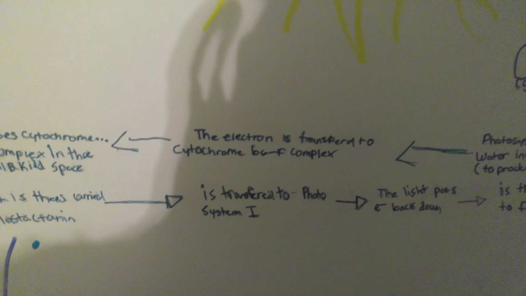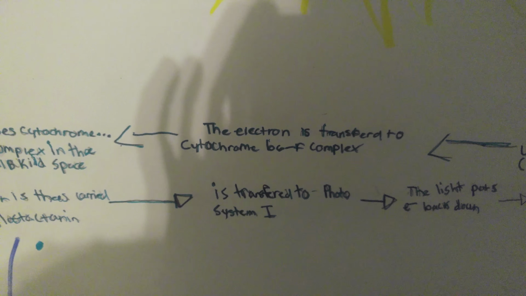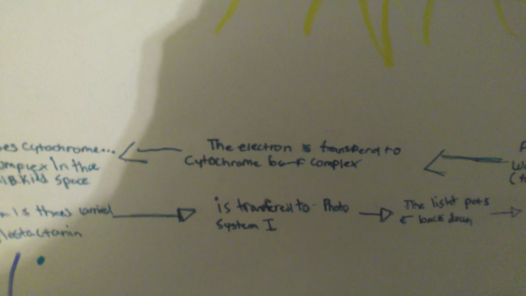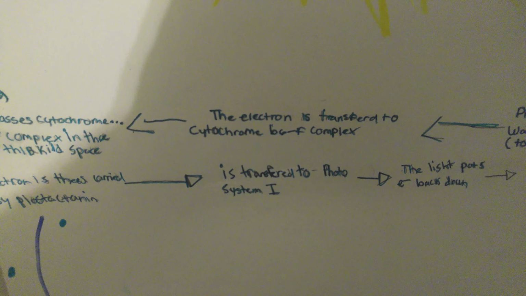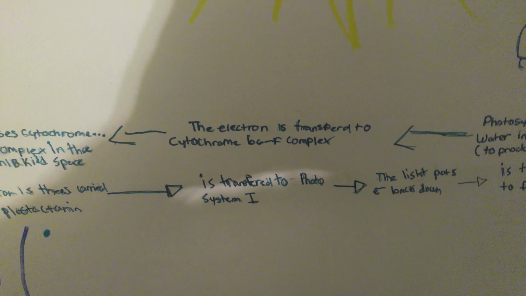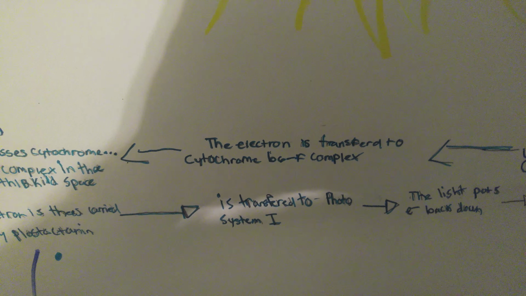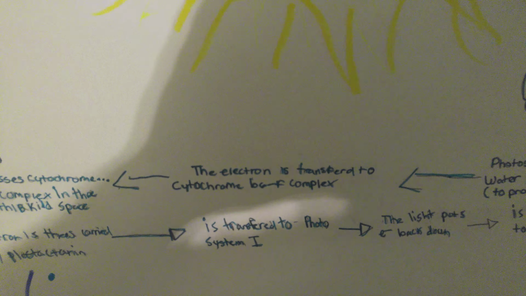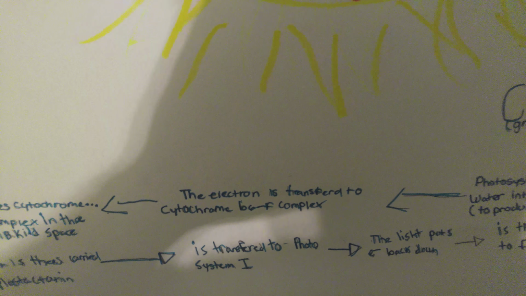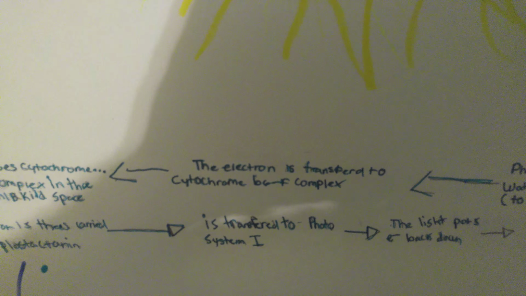Then you move on to the next arrow, and the next arrow says the electron is transferred to the cytochrome B6F complex. And this one uses that photon. So when that mobile carrier goes to this complex, it uses it so it can move basically the protons into the thiol space, so then it can be used later on for ATP synthase.